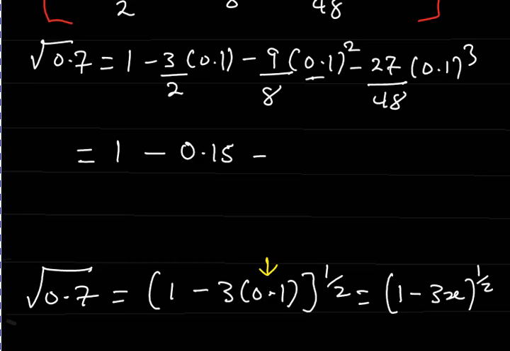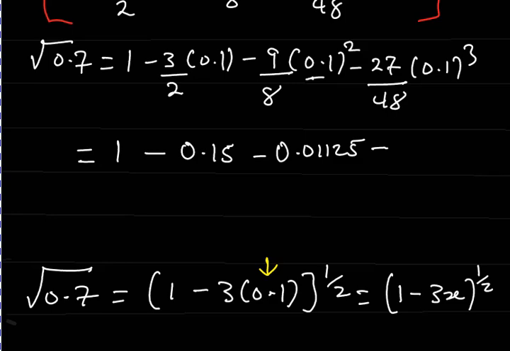So this is meant to be 0.09 divided by 8, 0.01125. Then the last but not the least, minus 27 times 0.1 cubed. 0.1 cubed is 0.001.